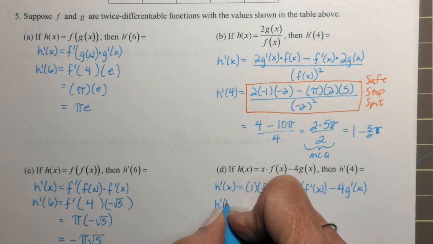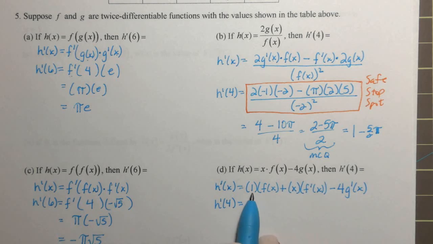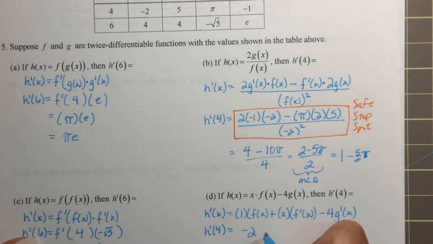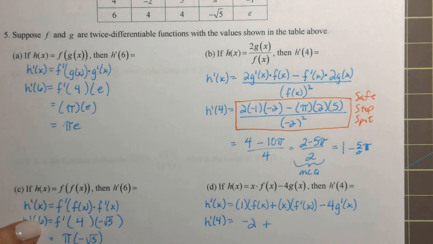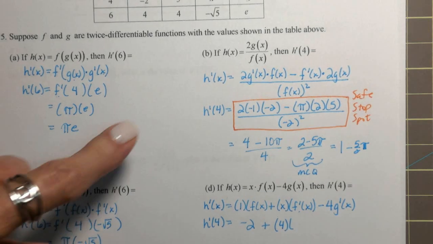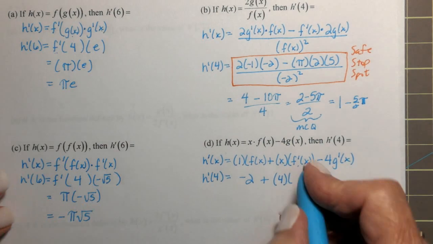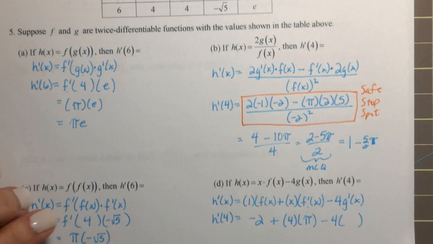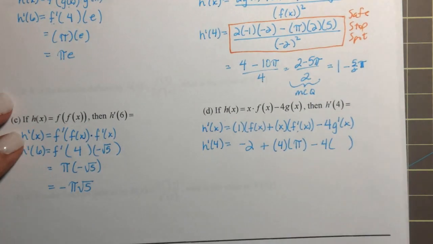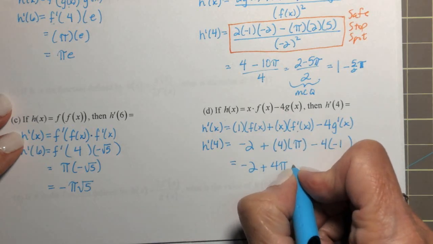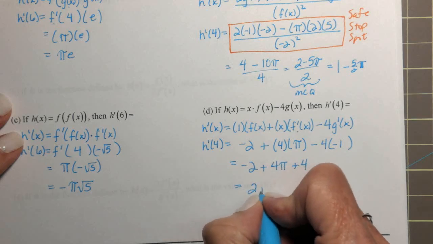Alrighty. Plug in 4 for x. I have 1 times f of 4. F of 4 is negative 2. So that's going to be a negative 2 plus x, which is 4, times f prime of 4. F prime of 4 was pi, minus 4 times g prime of 4. G prime of 4 is negative 1. So we have negative 2 plus 4 pi plus 4, which is 2 plus 4 pi.